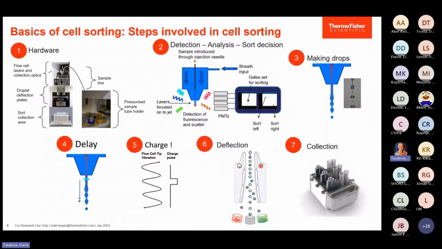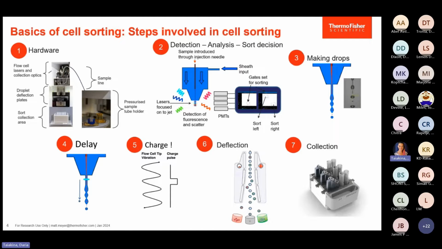So we're going to cover all the pieces that go into sorting. And these are the 7 pieces shown on this slide. And so it all starts with the hardware. There's flow cells, lasers, nozzles, optics. We're not going to go too much into the lasers and optics portion, but we're going to go more into how droplets are deflected, how to collect them into the media, and all of the other components that go into the hardware.